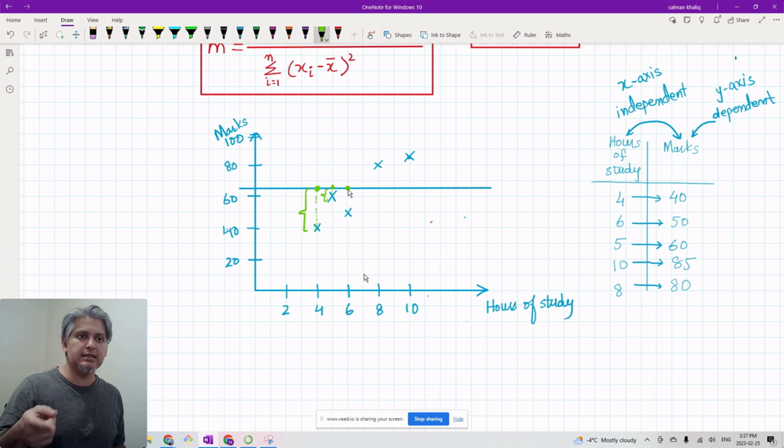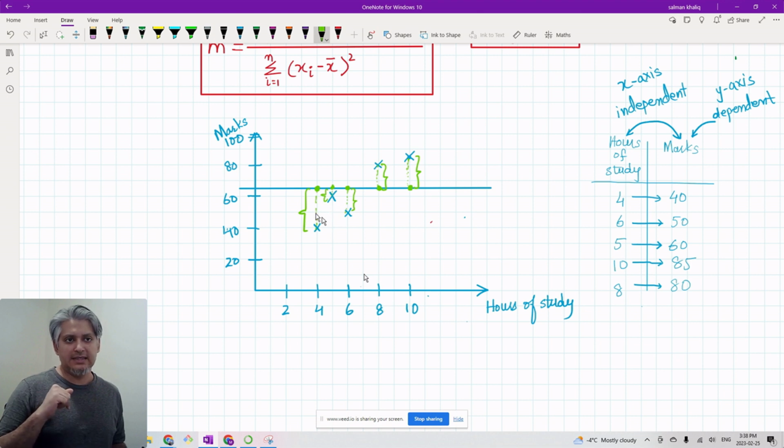But my line is telling me that if the student studied for 6 hours, that student should be getting somewhere around 65 points. So there is an error here, and I can find that error. And similarly, over here, my predicted value is somewhere 65, but my original value is 85. So there is an error here. Similarly, over here, my predicted value is 65 again, but there is an error here.